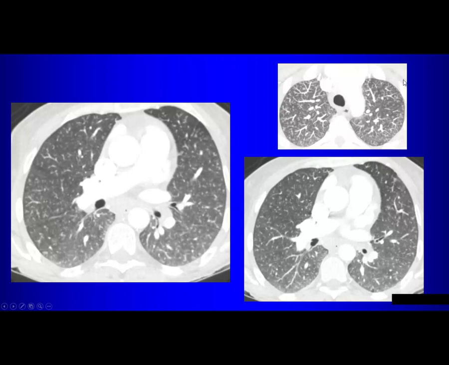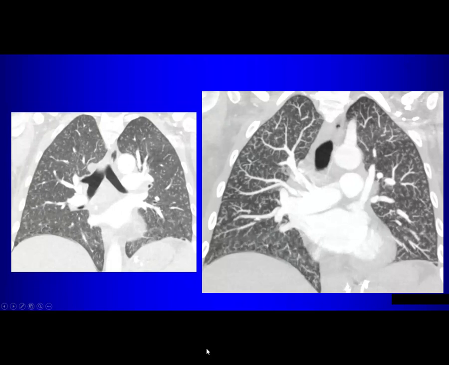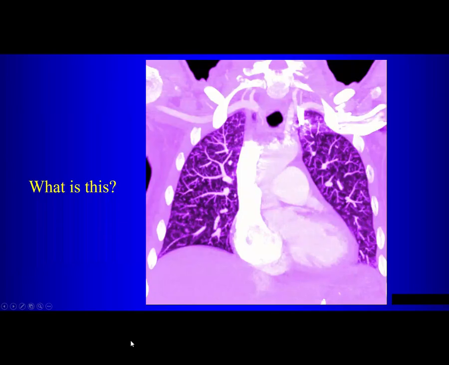Now when you look at this pattern of nodules, what would you call that? Tree and bud, sure. They look like tree and bud nodules. You have these branching opacities, and here on the CT, these look like nice tree and bud nodules.